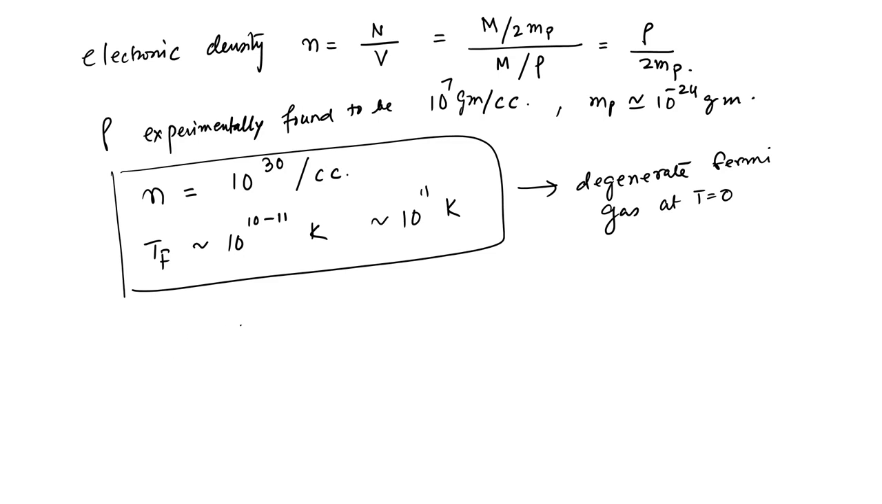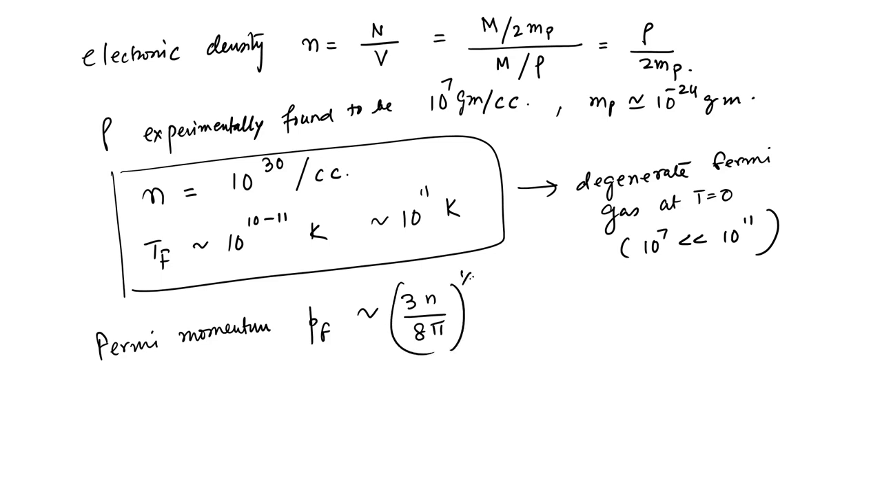And the Fermi momentum is, so I'll just write a note, because 10 to the power 7 is much, much less than 10 to the power 11, and that's why it's T equal to 0. Okay, so the Fermi momentum is given by p_F, which is equal to (3n/8π) to the power 1/3, times h. And if you put everything in, it comes out as 10 to the power minus 17 gram centimeter per second. So this is the Fermi momentum for this gas, and what information does it carry?